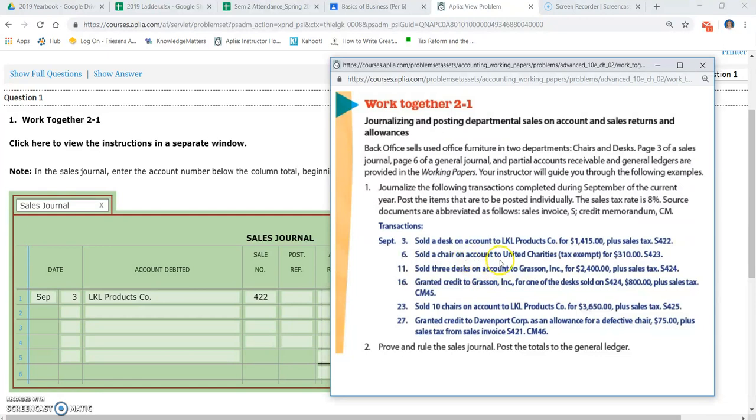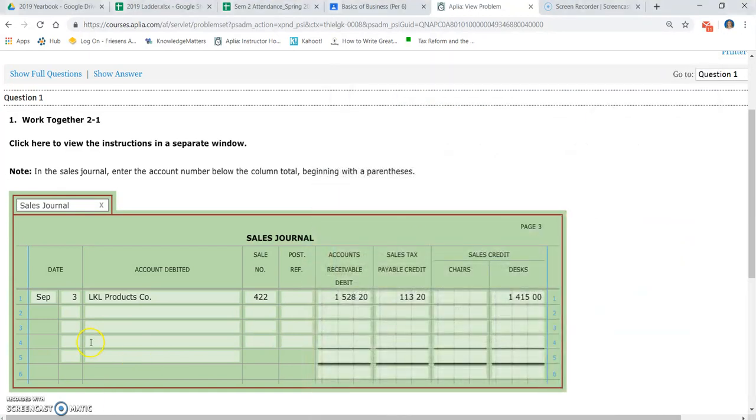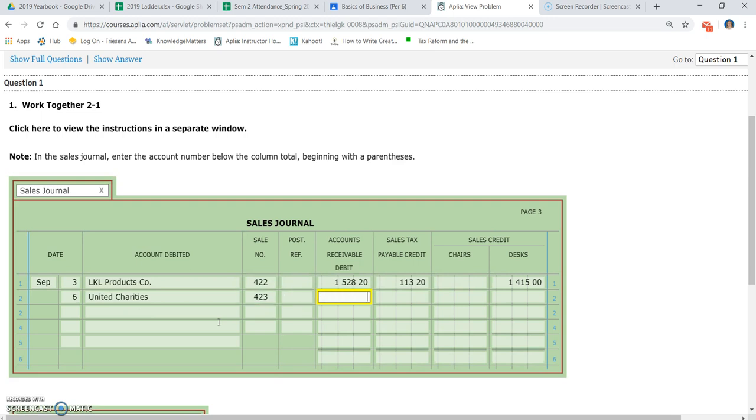Our next one says that we sold a chair on account to United Charities. They're tax exempt, for $310. Careful to note, a lot of times charities or nonprofits are tax exempt simply because they're trying to help a lesser population, so they are not going to have taxes added. This is going to happen on the 6th. Again, it was for United Charities. Our sales number was 423. Because they are not paying sales tax, just the 310 is going to go to their accounts receivable. And remember, it was a chair, so we're going to put the sales under the chairs and call that good. Pretty simple.